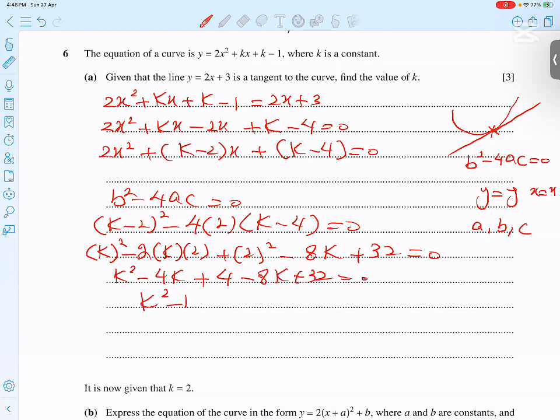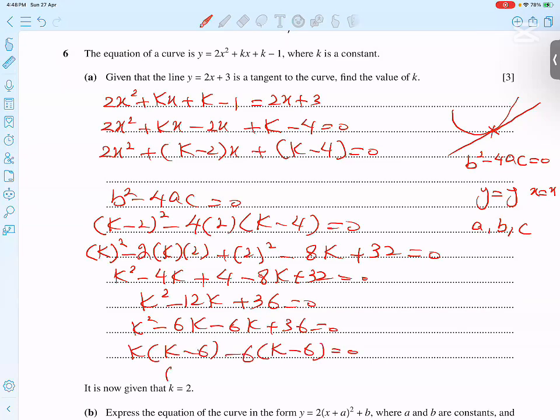Again, I got another quadratic equation. I have to go for factorization: 36, 6, 6 are 36. k common, I got k minus 6. Negative 6 common, I got k minus 6. I got (k minus 6) into (k minus 6). I got two answers: k is equal to 6.